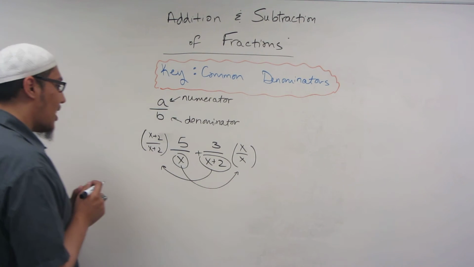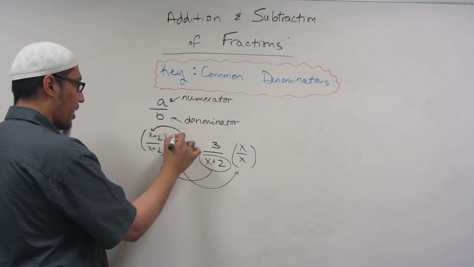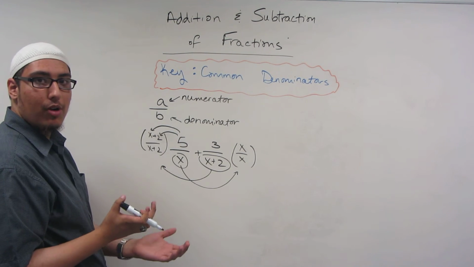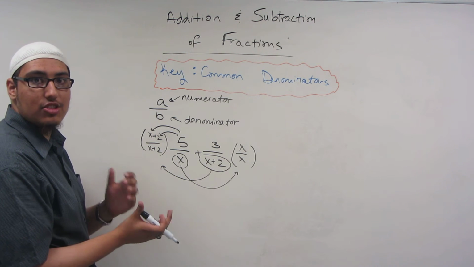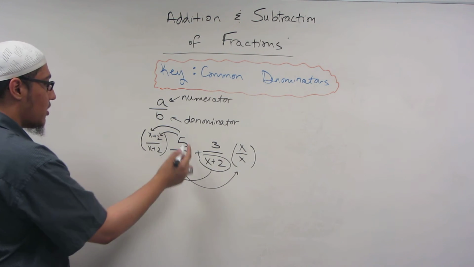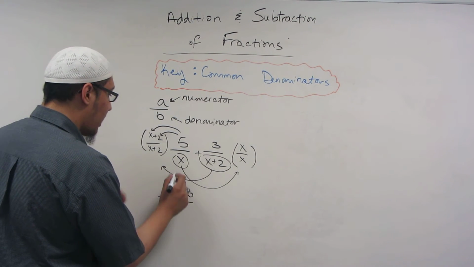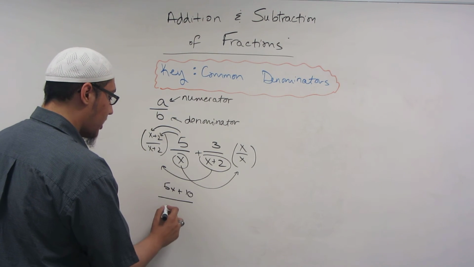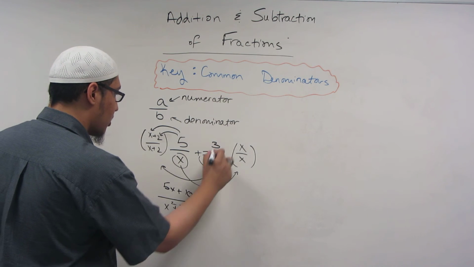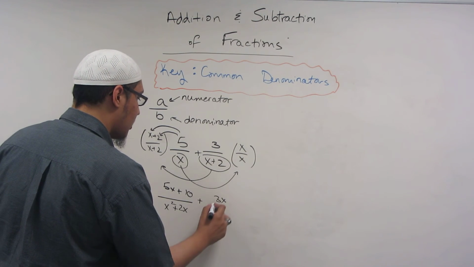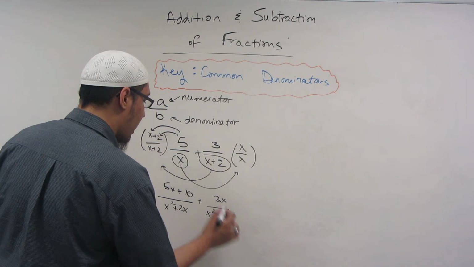Now, the next step is to distribute. If you have questions regarding the distributive property, you may message us and we will be more than happy to create a video answering just that. So in other words, we have 5x plus 10 on top divided by, well, this x also gets distributed inside, giving us x squared plus 2x, plus 3 times x, divided by x squared plus 2x.